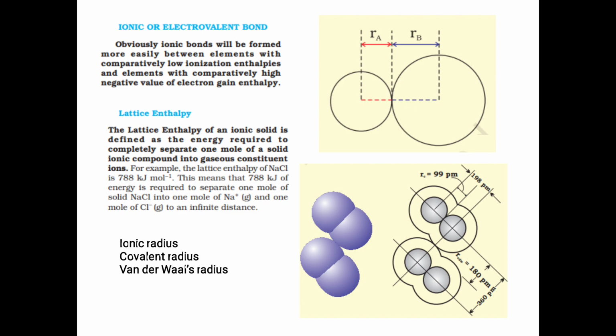There are three types of radius: ionic radius, covalent radius and van der Waals radius. The first one is ionic radius, the second one is covalent radius, and the third one is the van der Waals radius. The van der Waals radius has the greatest magnitude.